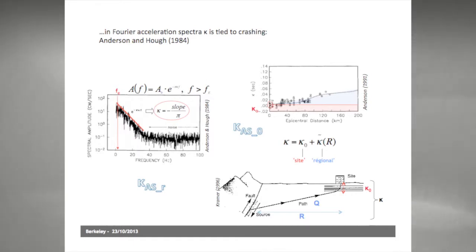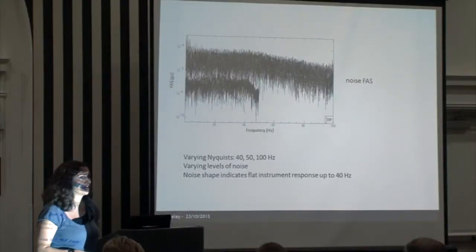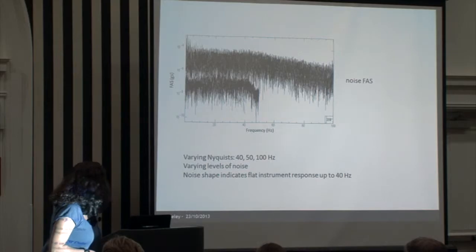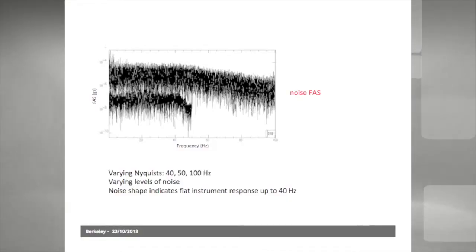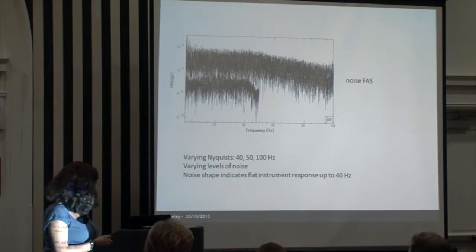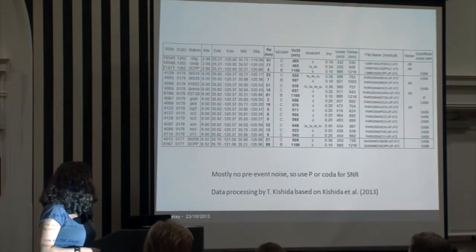This is just a look at the data. This is a stack of noise acceleration Fourier spectra. We've got tons of different instruments, different Nyquists, different levels of noise. What they have in common is that they're pretty good up to maybe 40 hertz, so we're going to work up to 40 hertz with the data.